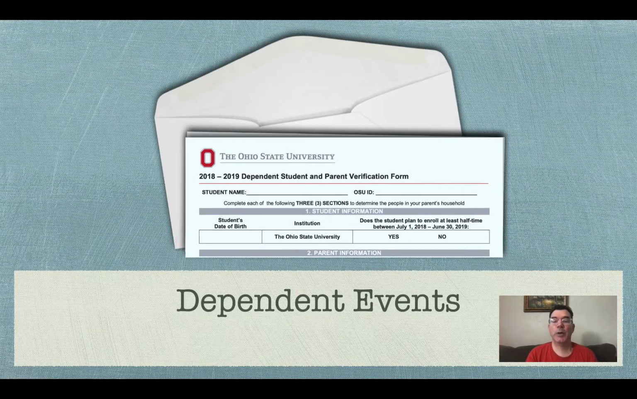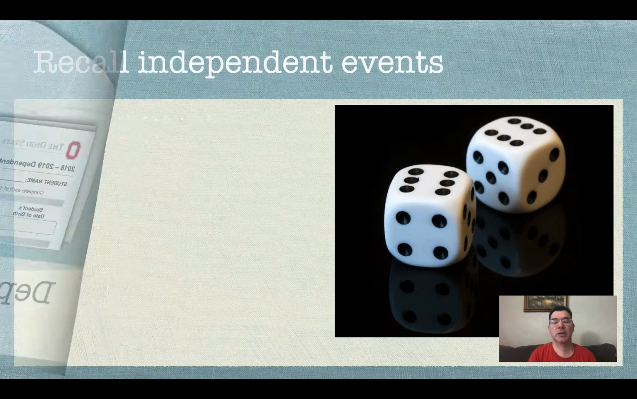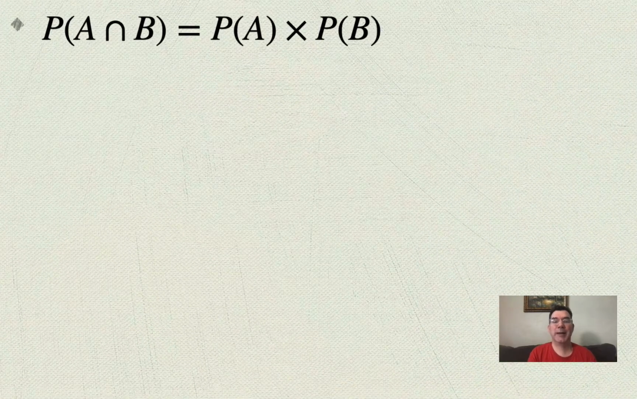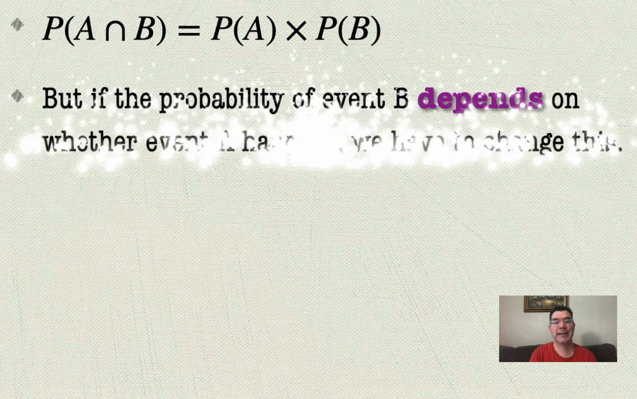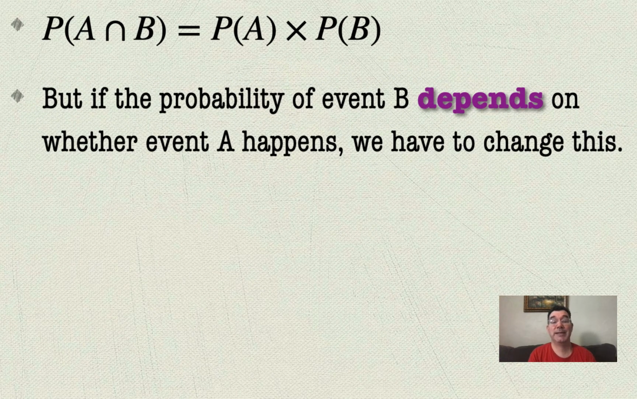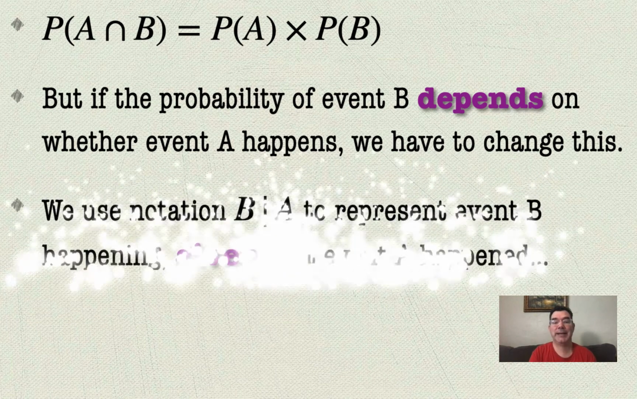Hello again. Today we're going to be continuing our discussion of probability by talking about dependent events. So let's get started. If you remember independent events, if I wanted to know the probability that event A and event B both happen, if those events are independent, then I can simply multiply those two probabilities together. But if event B depends on what happened when event A was taking place, then I need to change my formula for the probability of A and B happening.